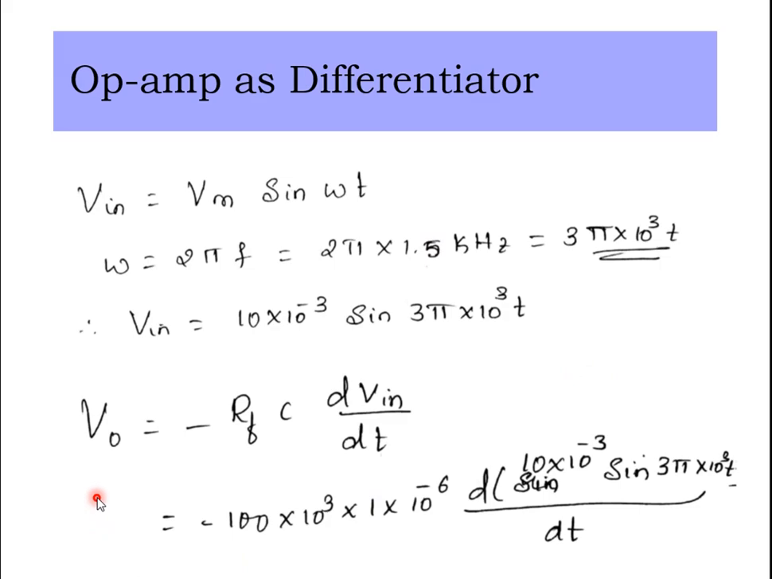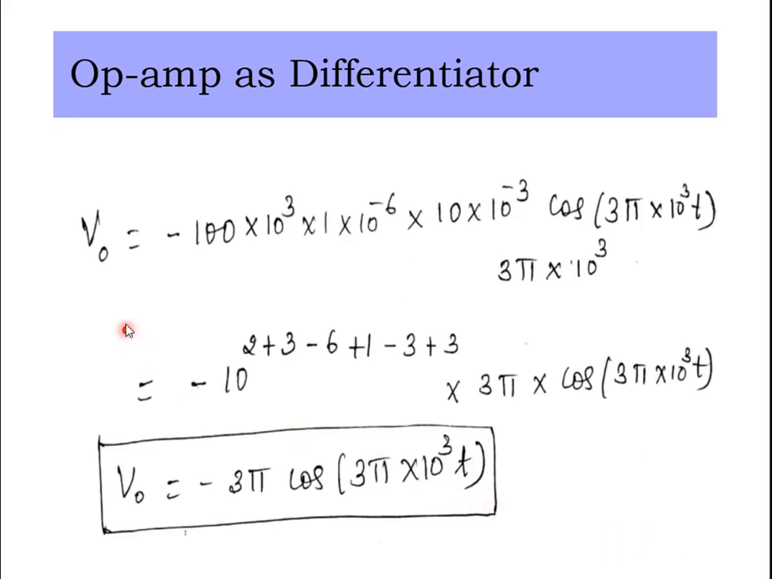The output equation of a differentiator is Vo is equal to minus Rf into C dVin divided by dt. We have Rf is equal to 100 kiloohms. So substitute the value of Rf, as usual with the minus sign, 100 into 10 to the power of 3, into C, which is 1 microfarad, 1 into 10 to the power of minus 6, d of Vin. Vin is 10 into 10 raised to minus 3 sin 3 pi into 10 to the power of 3 t, divided by dt.